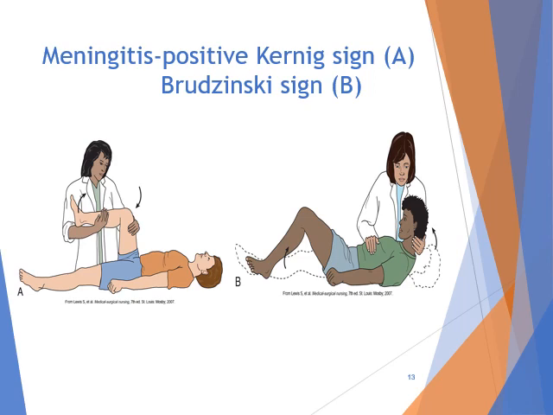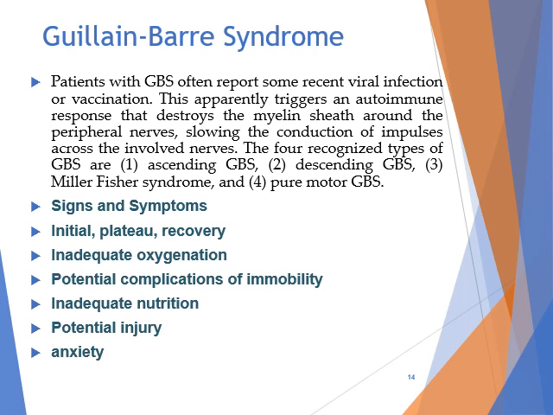Okay, Brzezinski sign, the flexed hips, the hips come up when the nurse brings the neck up, and you can imagine it, can't you? That spinal cord being inflamed and the knees coming up, kind of like in response to irritation. So let's talk about Guillain-Barré.